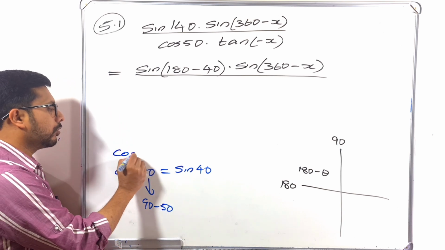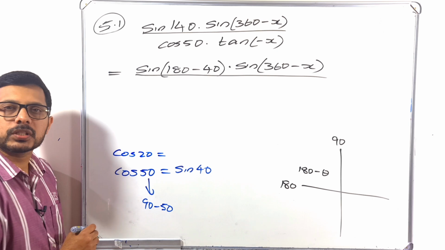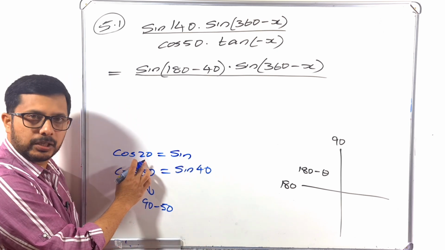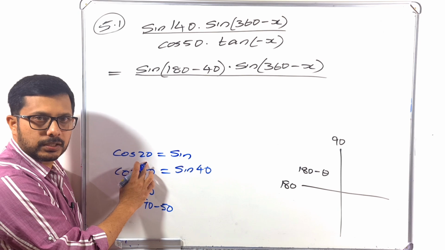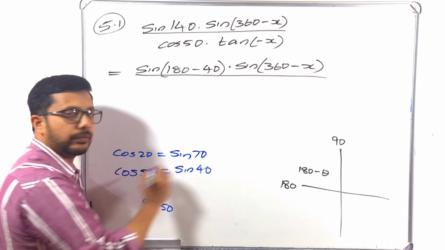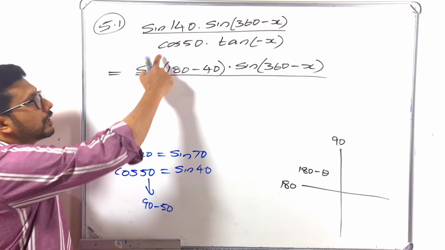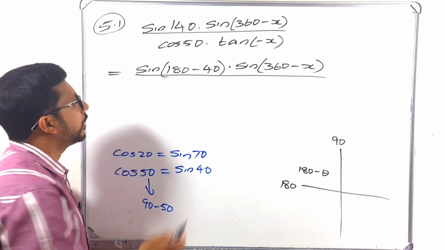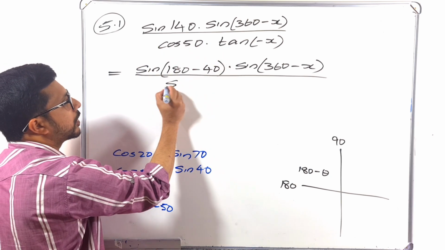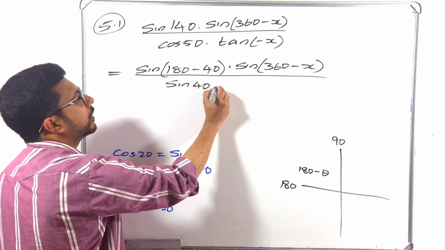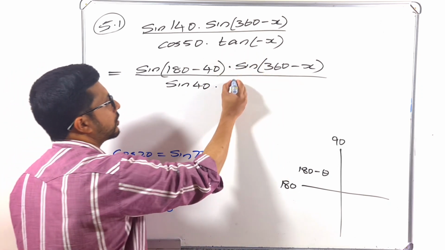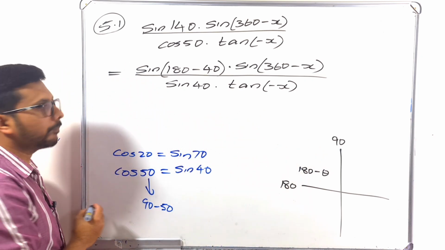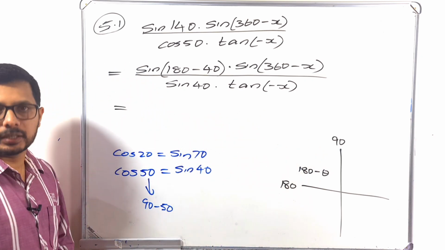What about cos 20? Cos 20 is the same as what? Sine of, you have to check what is 90 minus 20. 90 minus 20 is 70. So sine of 70, like that. So this cos 50 is the same as sine 40. So directly you can write cos 50 is the same as sine 40 times tan of minus x. We can do that one later. Now we can apply the reduction formula.